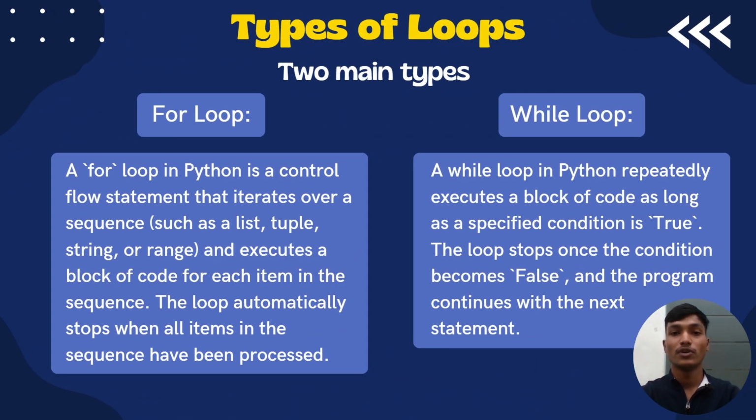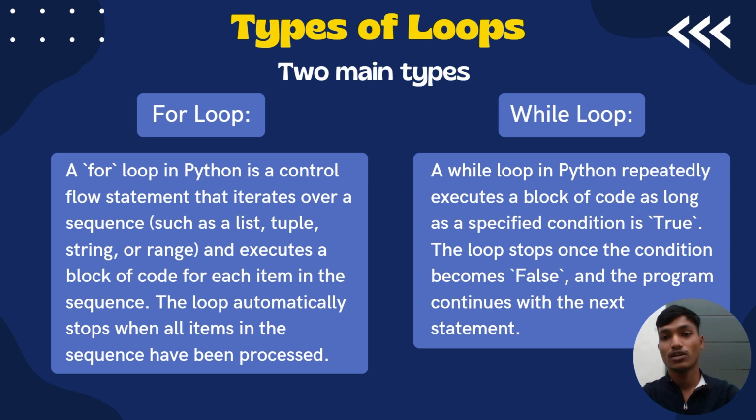Types of loop. Main two types of loop. First is for loop, second is while loop. A for loop is a Python control flow statement. They iterate over a sequence such as a list, tuple, string, or range, and execute a block of code for each item in the sequence. The loop automatically stops when all items in the sequence have been processed.